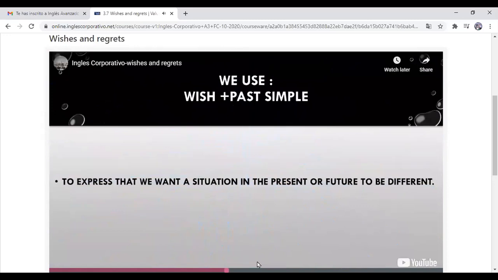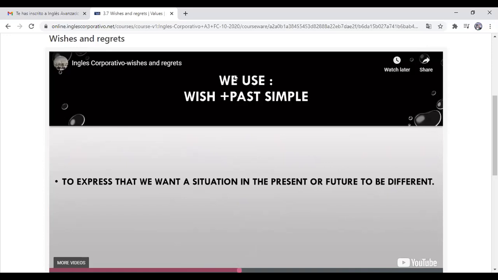We use wish plus past simple to express that we want a situation in the present or future to be different. So, how do you say me gustaría que no dijeras malas palabras? I wish you didn't say bad words. Yes. How do you say me gustaría que hablaras con él? Past simple. You spoke with him. Exactly. I wish you spoke with him.